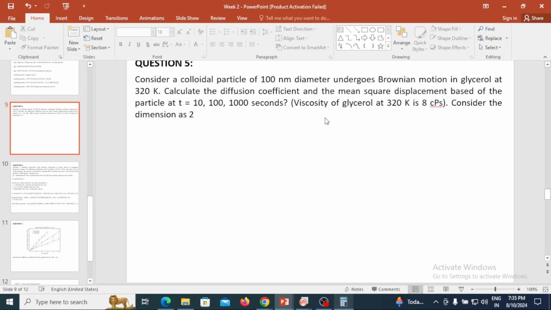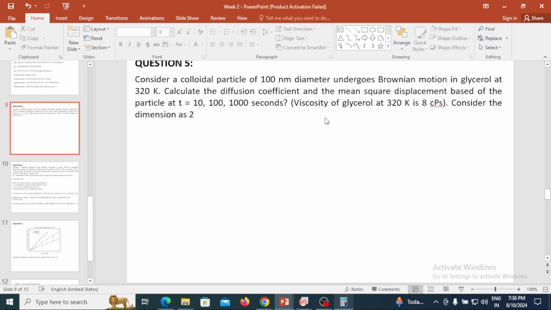It's about finding out the mean square displacement and the diffusion coefficient. You are given a colloidal particle of 100 nanometer diameter undergoing Brownian motion in glycerol at 320 Kelvin. Calculate the diffusion coefficient and the mean square displacement of the particle at t equals 10, 100 and 1000 seconds. Assume that the viscosity of the glycerol at 320 Kelvin is 8 centipoise and consider the dimension as 2.